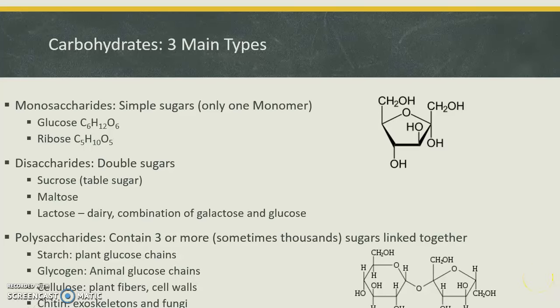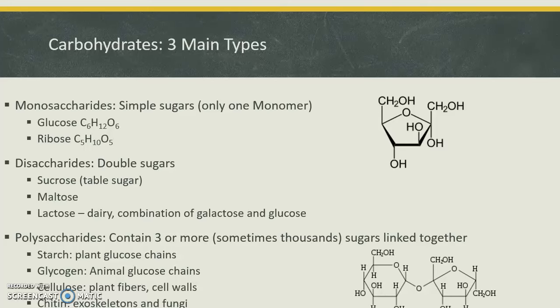So polysaccharides contain 3 or more. Generally, when we're talking about polysaccharides, we're talking about thousands of sugars linked together. What these generally look like is they look almost like a chain. So you have each individual link of the chain, that's going to be one monosaccharide, and then the whole polysaccharide is going to be the whole chain. Big ones that we talk about here, we talk about starch. Starch is the plant glucose.